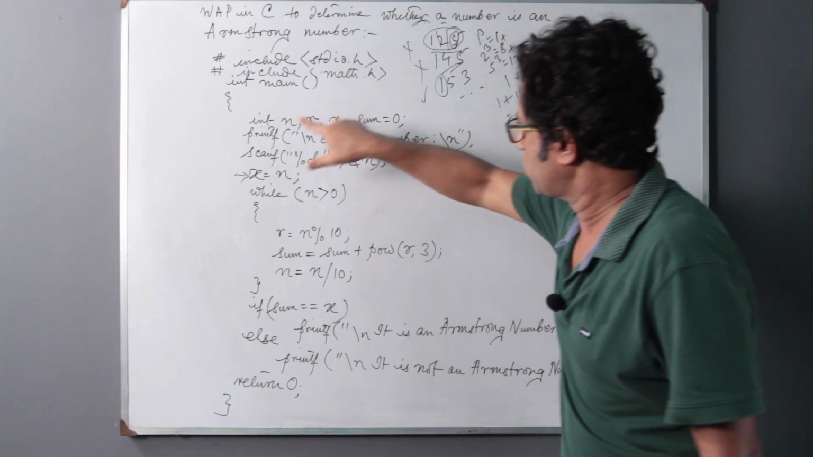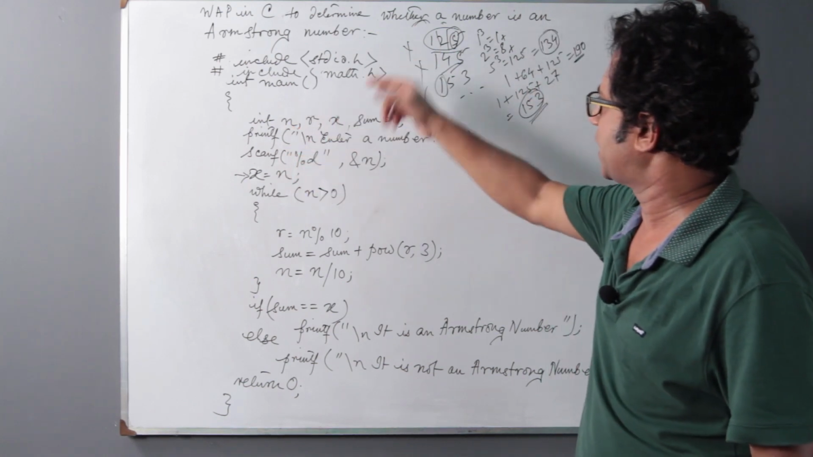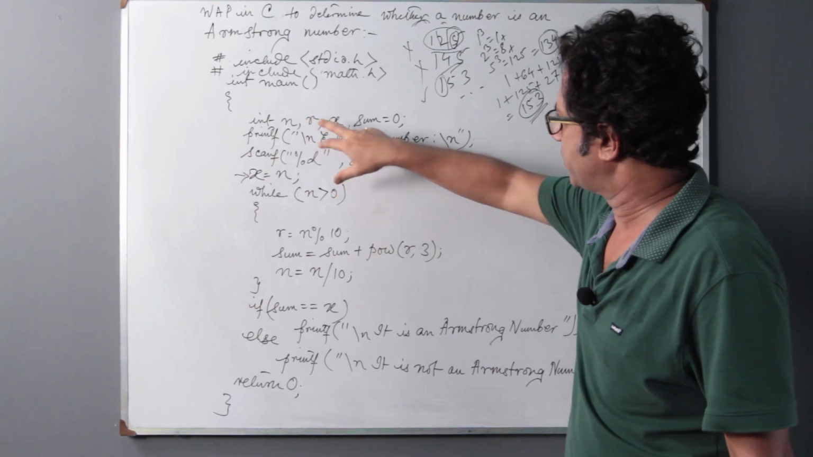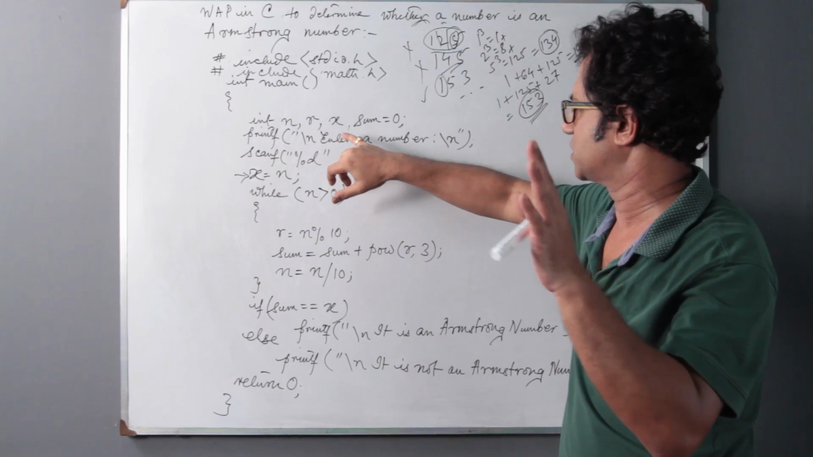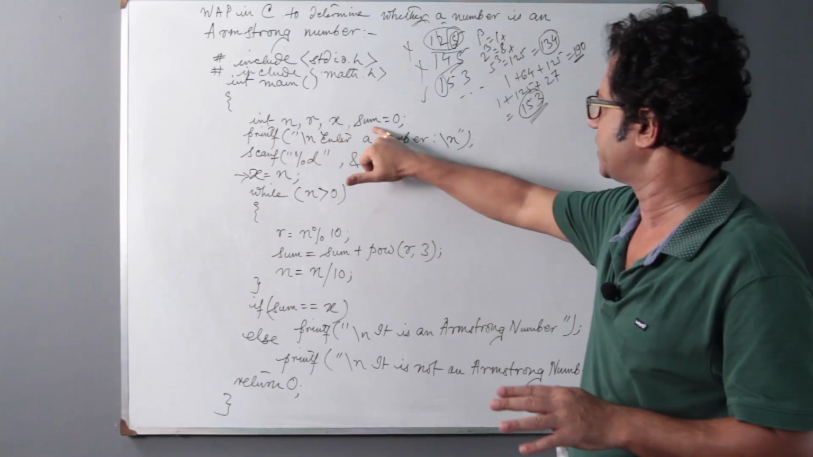This program starts with this line, some variable declarations. n is the number which is to be supplied by the user. r is taken for the remainder portion. x is an auxiliary variable which will be discussed later on. sum is the sum of the cubes of the digits, which is to be stored in sum.